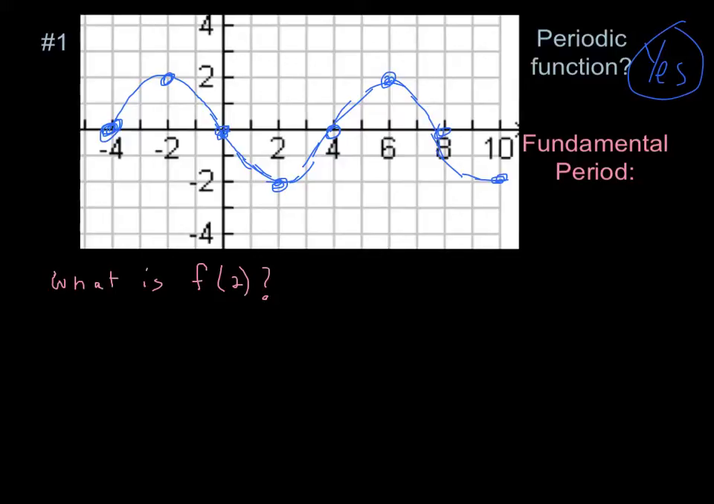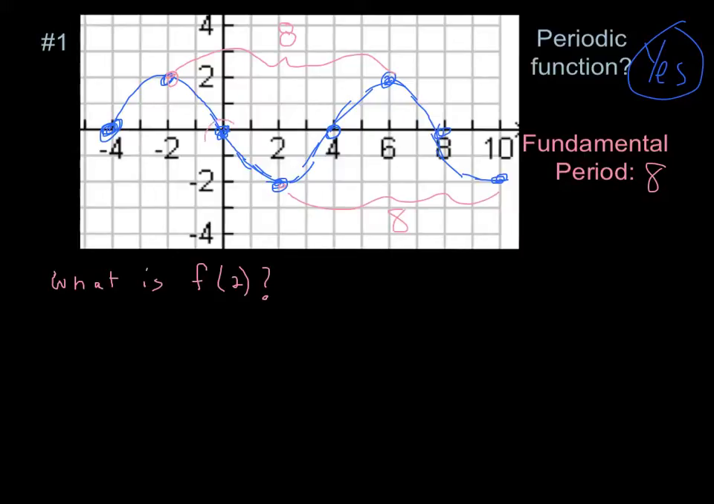Well, a good way to think about this is to go from like max to max. How far is that? Well, from -2 to 6 is a total of 8. So that means from max to max, the fundamental period is 8. Or you could do it from min to min. How long does it take to start its cycle over? Well, it's still 8, 2 to 10.